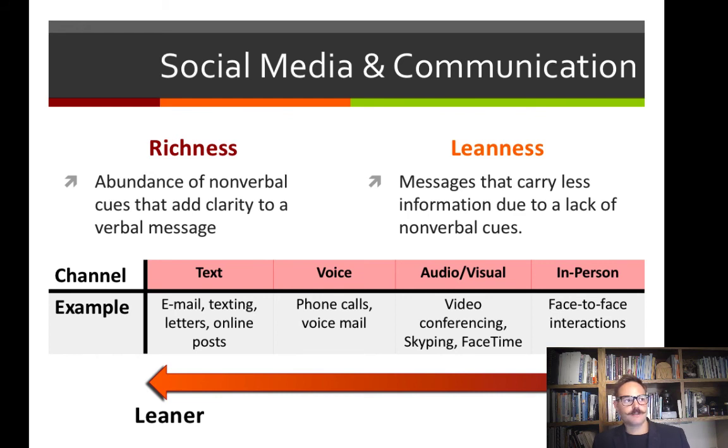So this is the social media and communication. We see that when we are in face-to-face situations, there's an abundance of nonverbal cues that add clarity to verbal messages. So when you're in a face-to-face interaction, you can see how people respond to your message. And so that is a very rich context in terms of communication. A lean context, or the leanness according to this model, is when messages are sent that carry less information due to the lack of nonverbal cues. So again, just that text message without any emojis makes it harder to interpret the emotional meaning behind that message. So social media is getting to a point where we are able to create a rich environment. But then again, it could also be deceiving as well. So we'll touch on that a little bit later.